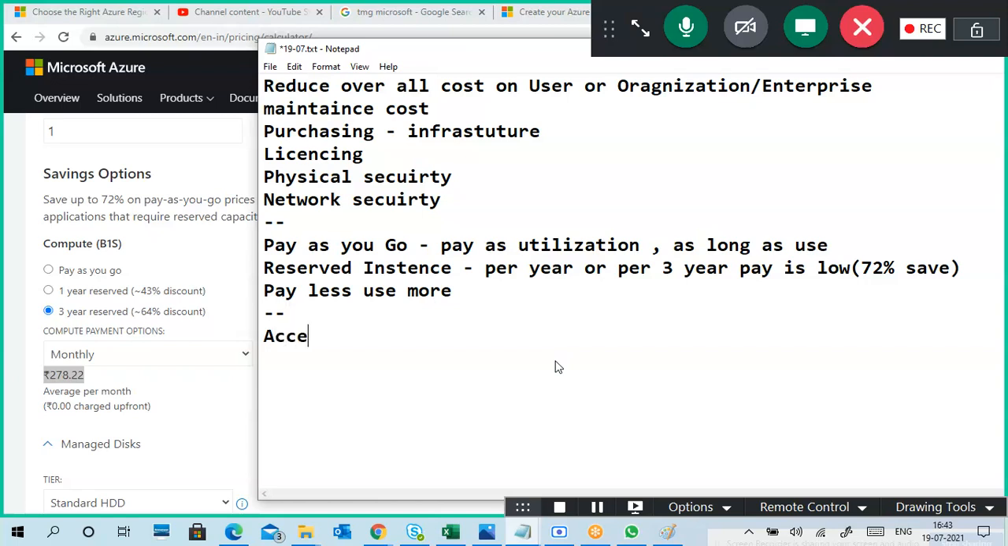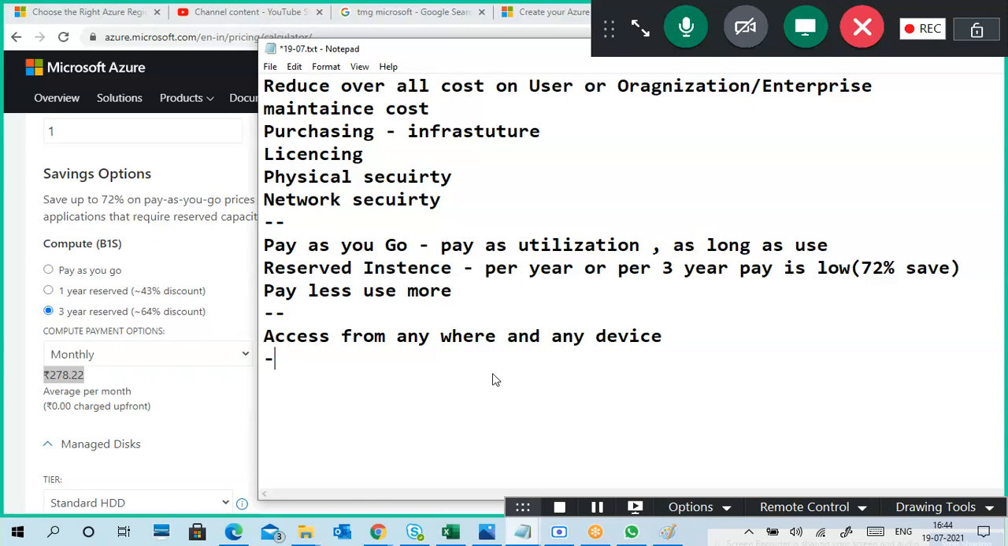Access from anywhere. From anywhere, and any device, you are able to access. Sometimes any device is also possible. For example, we are accessing through the internet. The important thing is that we are accessing through the internet, so obviously wherever the internet is available, you can connect and access.